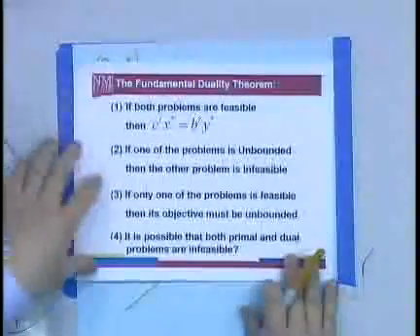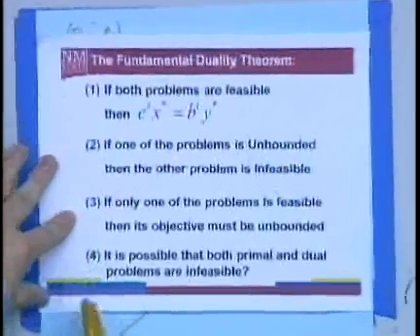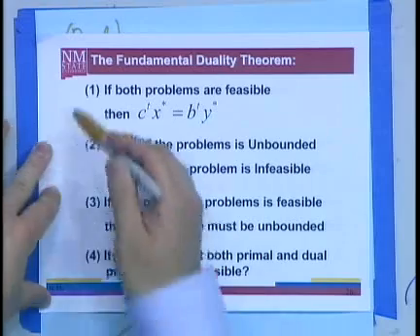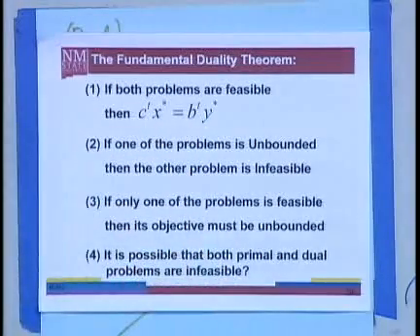So in this example, we've shown that it's also possible that both primal and dual problems are infeasible. So I want you to remember those 4 possible cases.